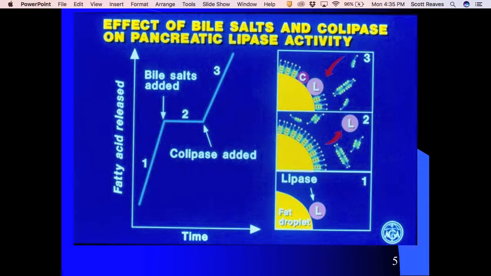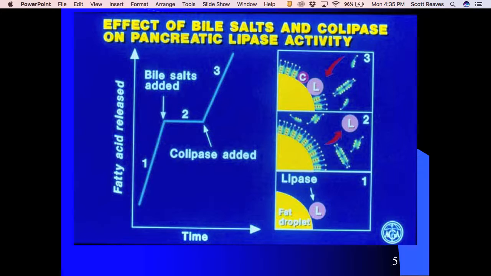So again, I go back to my test tube, and let's say a few minutes into my reaction, I take sodium deoxycholate, a bile acid. I add that, and I mix it up. My reaction stops. So the release of fatty acids goes flat. Now, if I want to mimic in vivo conditions, I would then take colipase and add it to the reaction.